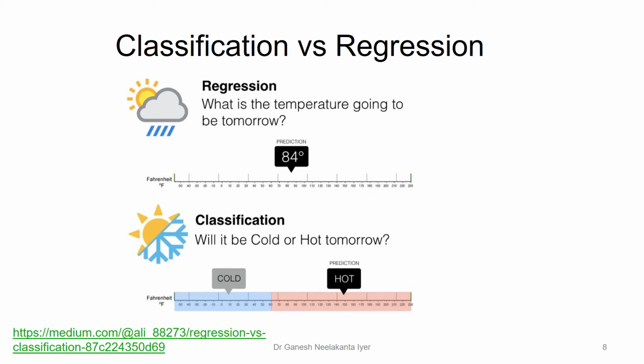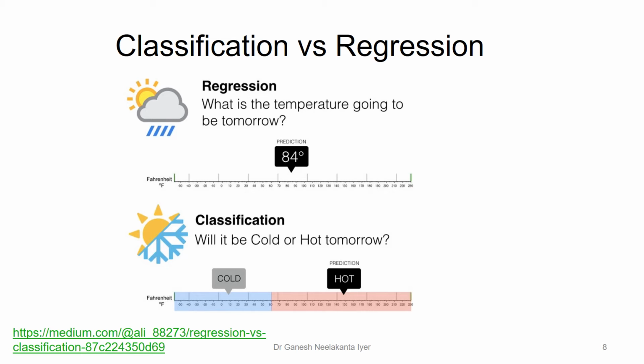So what is the difference between classification and regression? Regression gives you an output as a continuous variable. For example, what is the temperature going to be tomorrow? You say 84 degrees or 83.25 degrees. It can be any value within the temperature range.